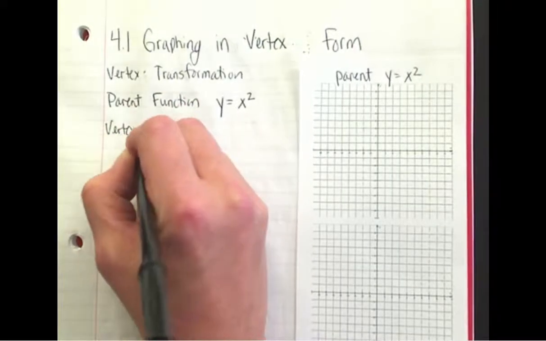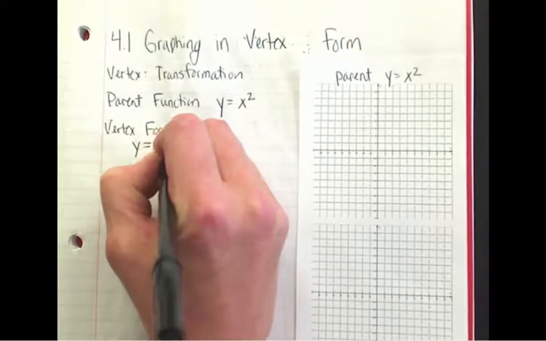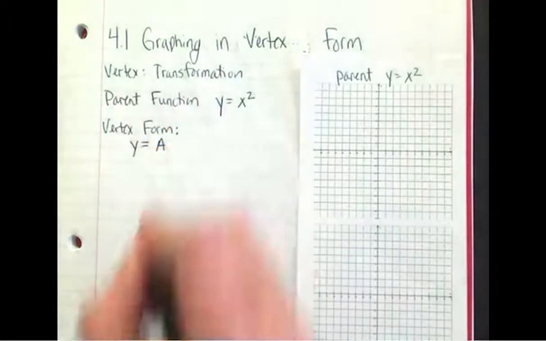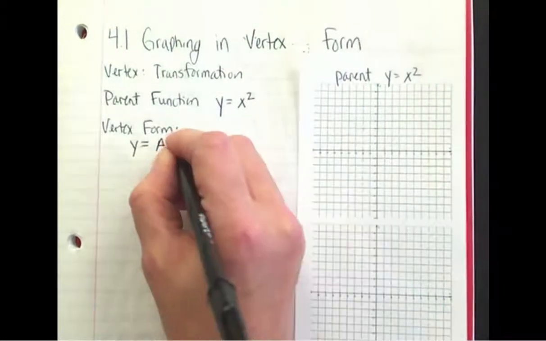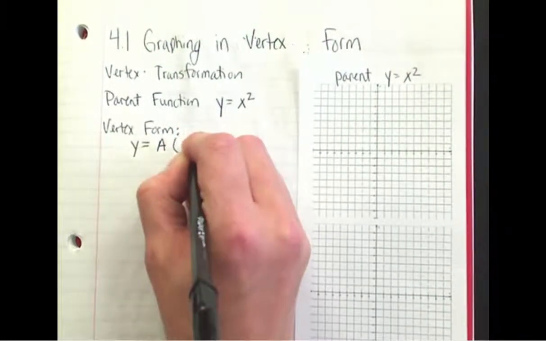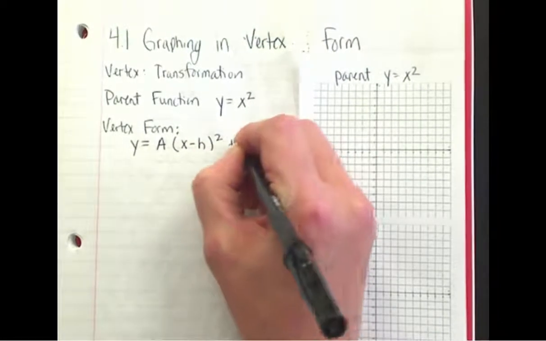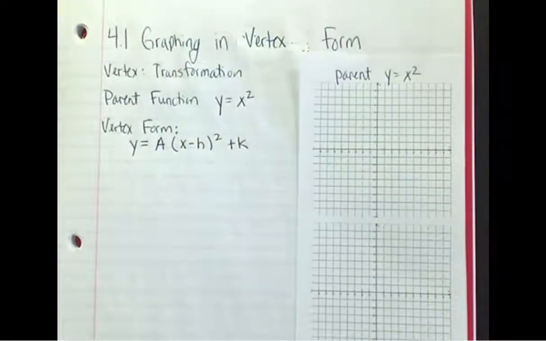Vertex form is y equals a, and I'm only using a capital because the lowercase looks like a 9 sometimes, parentheses, x minus h quantity squared plus k. So you see some repeat of letters, A, H, and K. They will typically do the same thing all year. We just have to learn how that affects the different shapes of the graph.